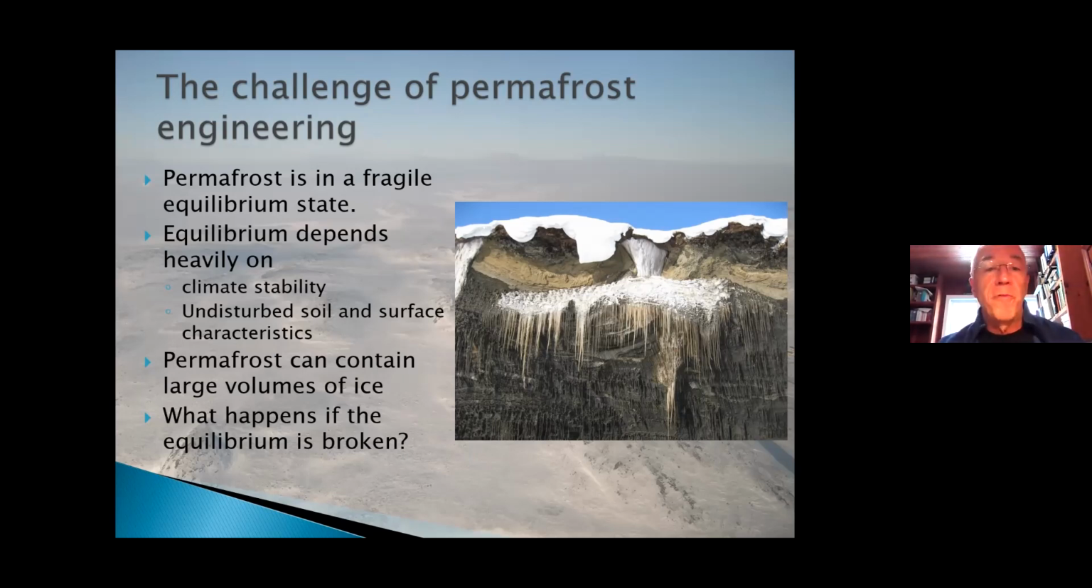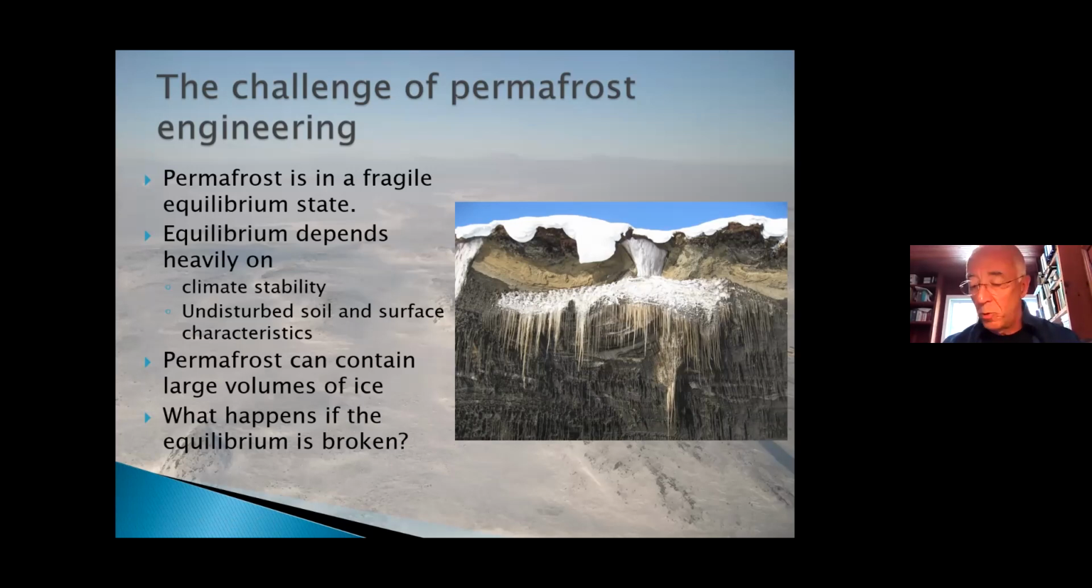We know also that permafrost can contain large volumes of ice. You see in this example a nice exposure of soil due to a recent landslide, where you can see very clearly the ice wedges, and also the ice-rich soil in the deeper layer. There's about 70 to 80% ice in that soil. So it's definitely a soil that can be a problem if something is disturbed.